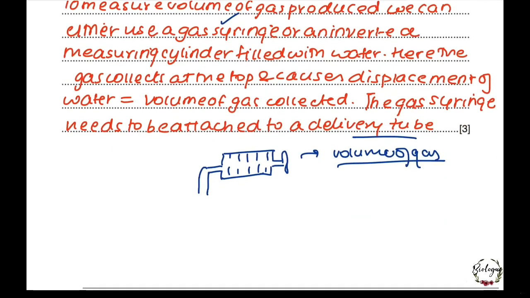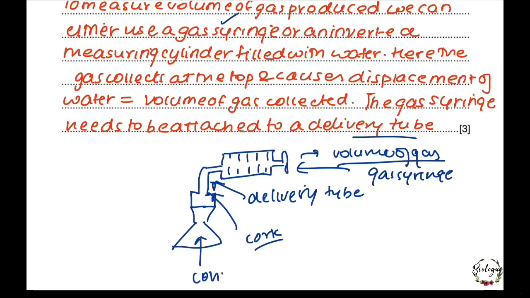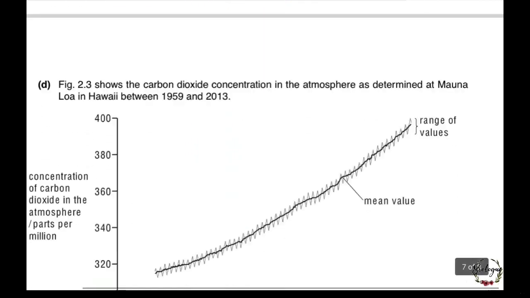And this is what we call a delivery tube. Alright, you'll have something like this. This is a cork, and this is the delivery tube. So let's label this. This is the delivery tube. That is the gas syringe. This is the cork. And this is the conical flask. So this is how your experiment will look.